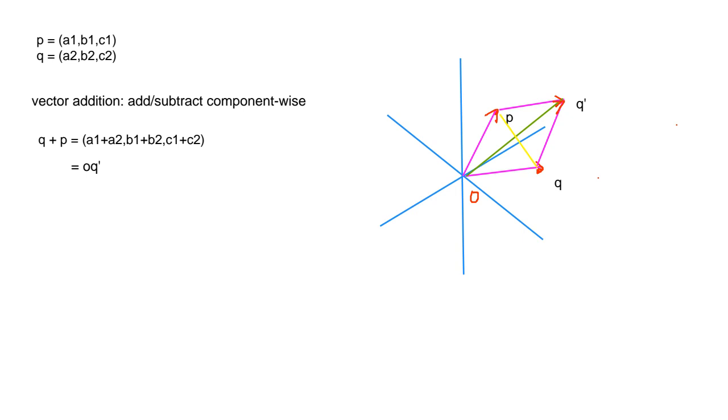And we cannot multiply two vectors, but we have something called the dot product. It has another name, inner product.